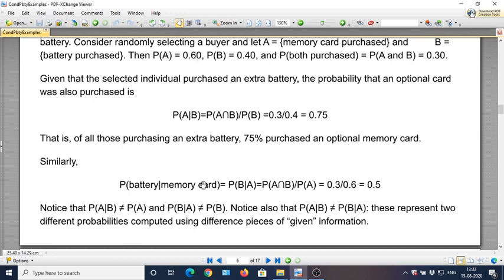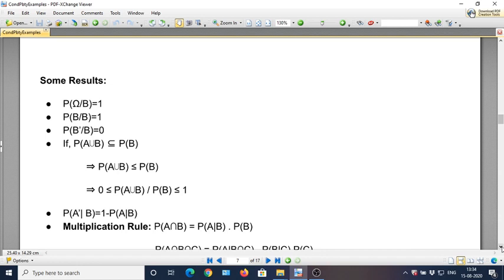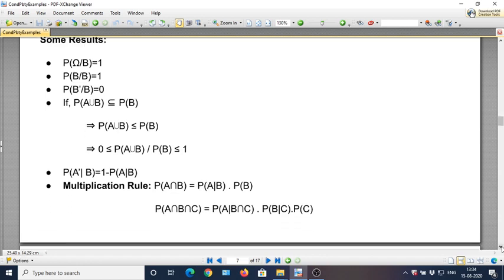So you will now see that P of A given B is not equal to P of A, which is obvious. P of B given A is not equal to P of B, which later on we will interpret to mean that they are not independent events. But at this point we can easily note that P of A given B is not equal to P of B given A. They are two different bits of information.